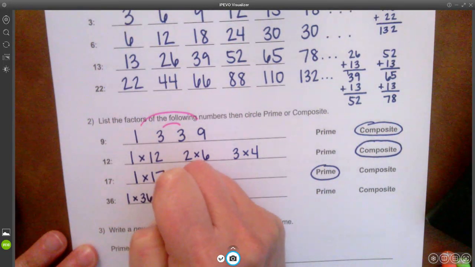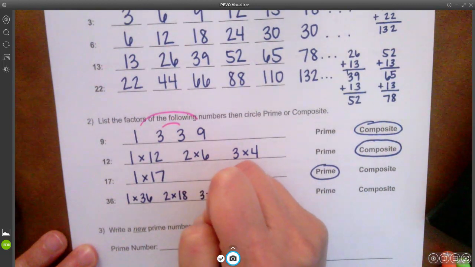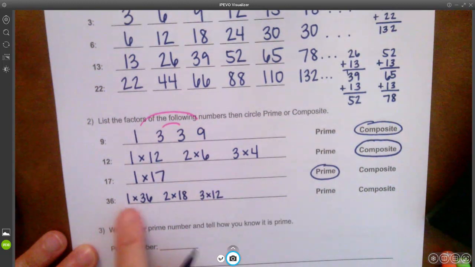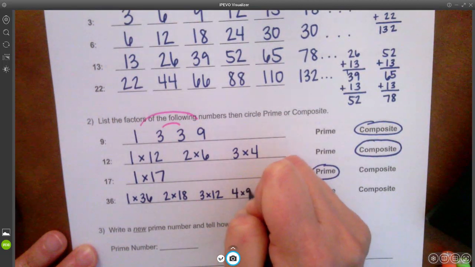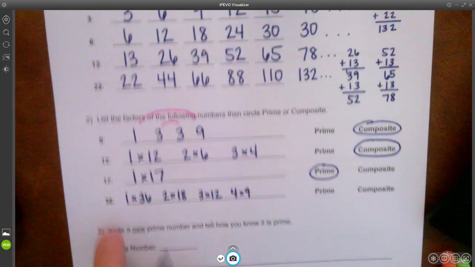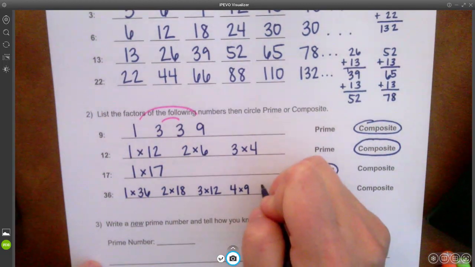2 will work since 36 is even. 3 times 12 works. So I always try 1, then 2, then 3. 4 works. Okay, 5 does not work. 5 times 7 is 35. Close, but not quite. 6, 6 times 6.